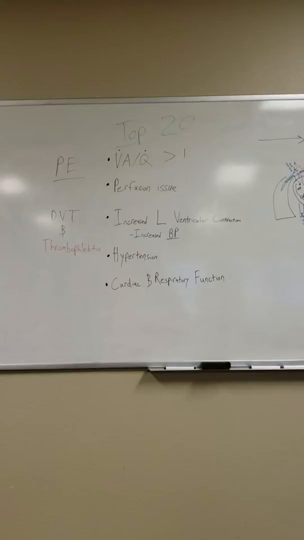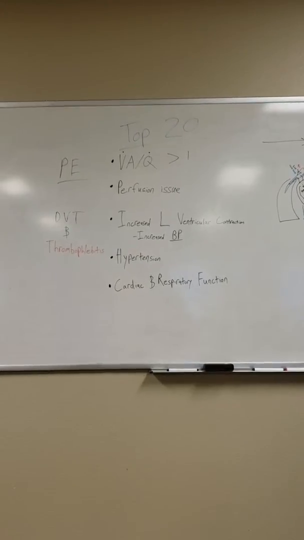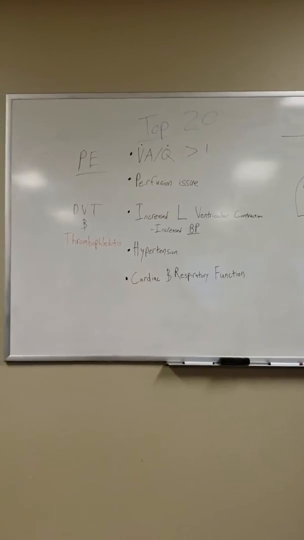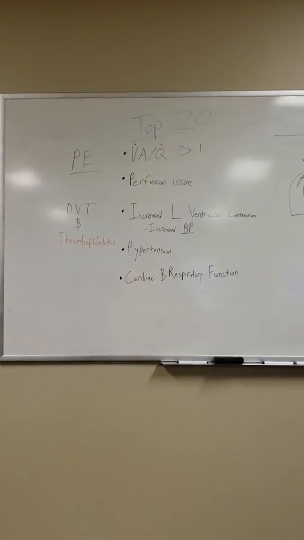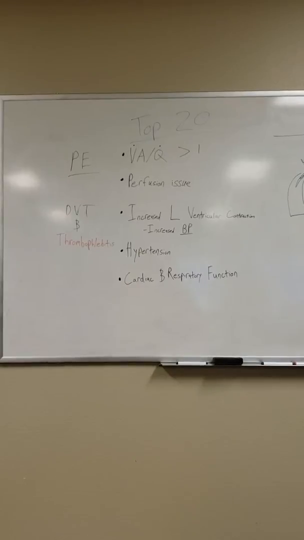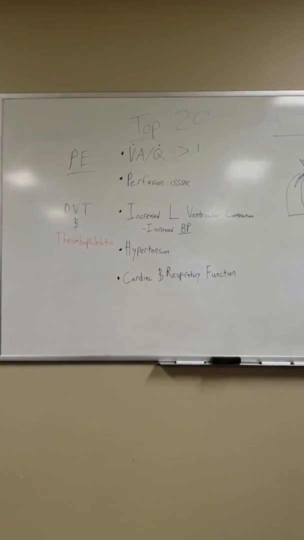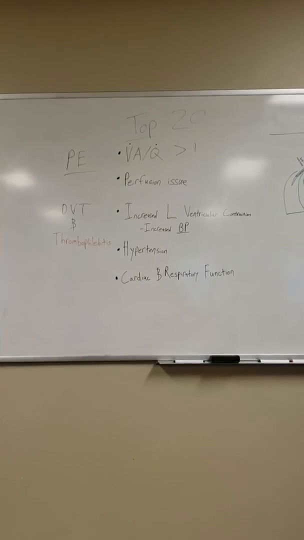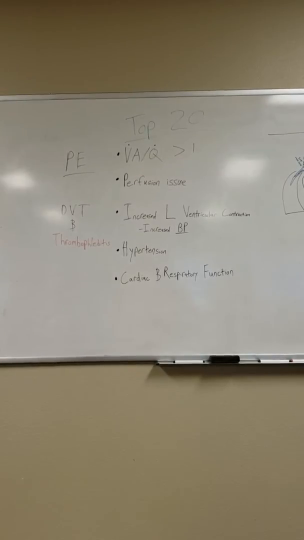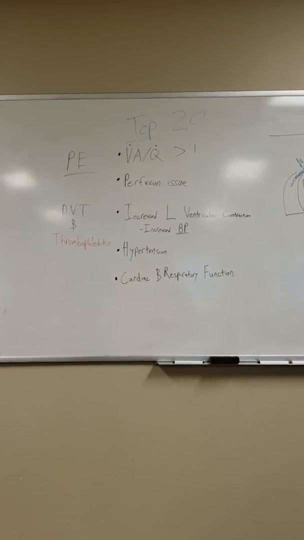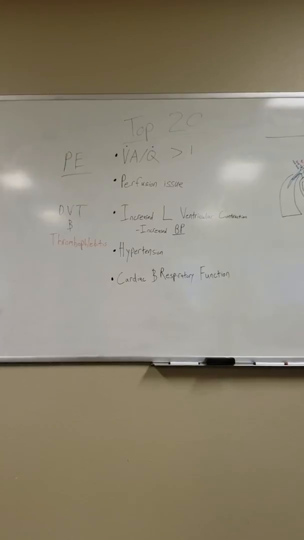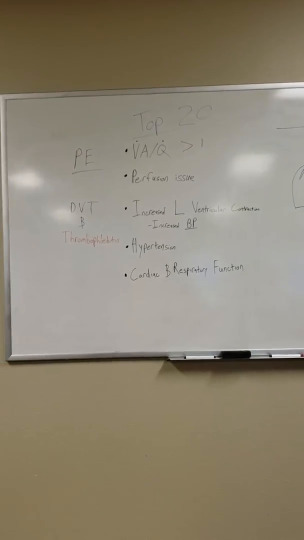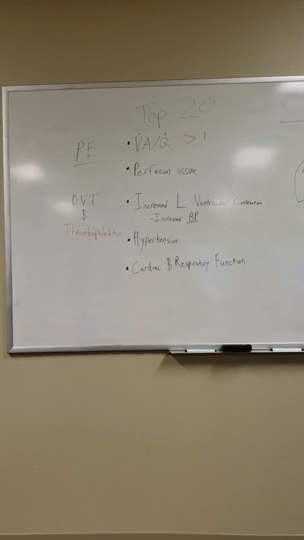And then for a DVT and thrombophlebitis, you're going to have an increased left ventricular contraction because your heart has to work harder to get blood through the system because of that clot, which is going to result in increased blood pressure. Going along those lines, you're going to have hypertension, and hypertension is common with people who are sedentary and obese, which kind of correlates there, because when you're sedentary and obese, you're going to get a blood clot. If you get a blood clot, you're going to have the increased left ventricular contraction and the increased blood pressure.